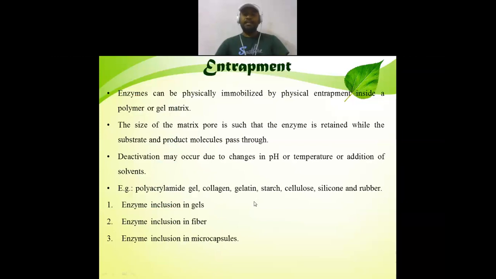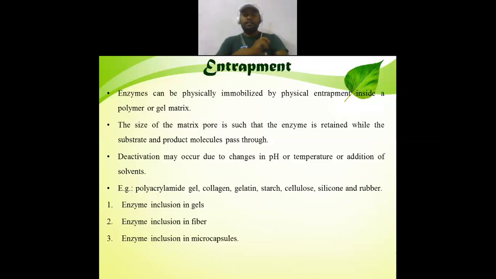Now the next one is entrapment. What is meant by entrapment? Entrapment is the immobilization of the enzyme by physical entrapment inside a polymer matrix or polymer gel. So this is how entrapment is done. The size of the matrix pore is such that the enzyme is retained while the substrate and the product molecules pass through. So the enzyme only gets entrapped in that particular system.